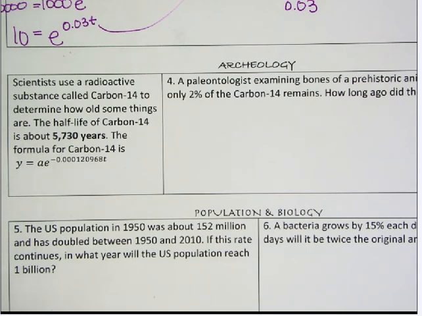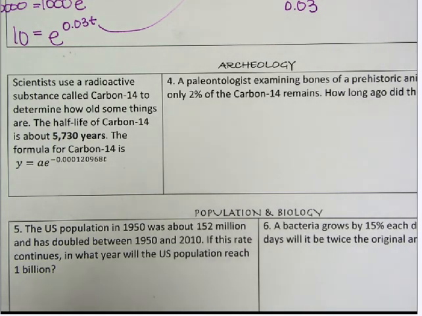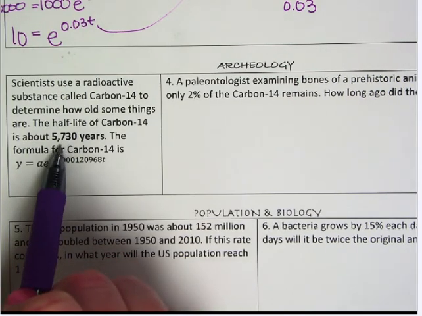You're considered to have 100% of carbon-14 when you die, and then as a substance decays over time, it loses that carbon amount. So you can figure out how much carbon is left in whatever fossil you're looking at, and then use that to date how old it was. Carbon-14 has a half-life of 5,730 years.